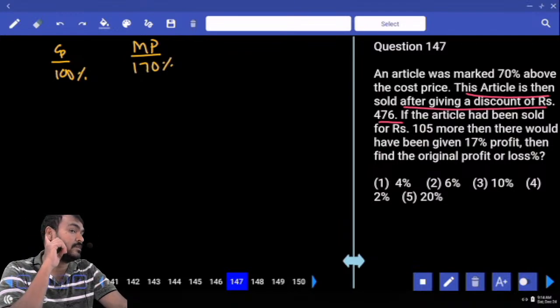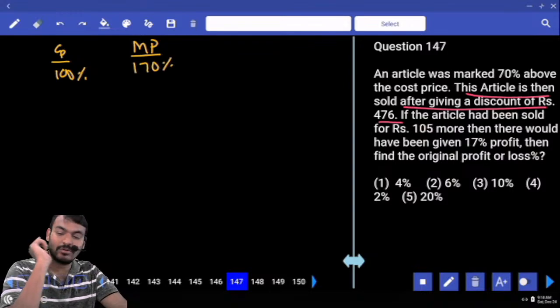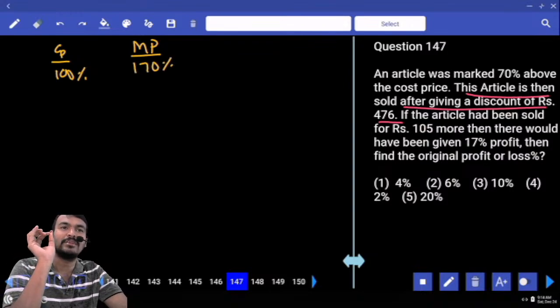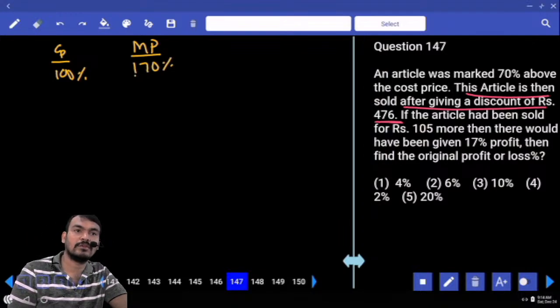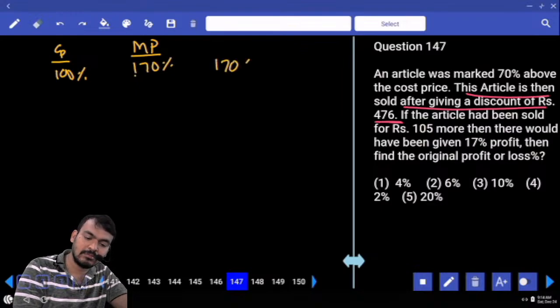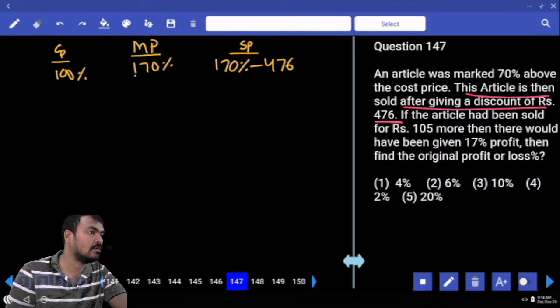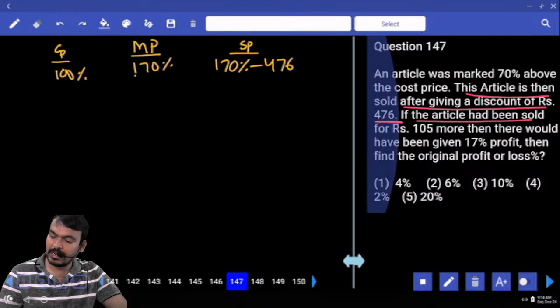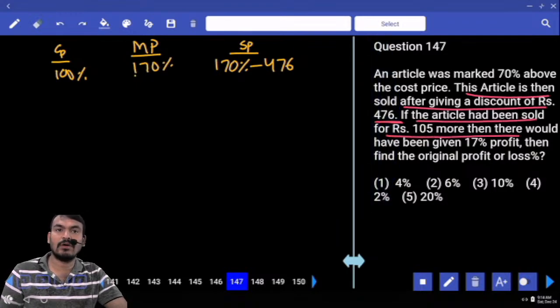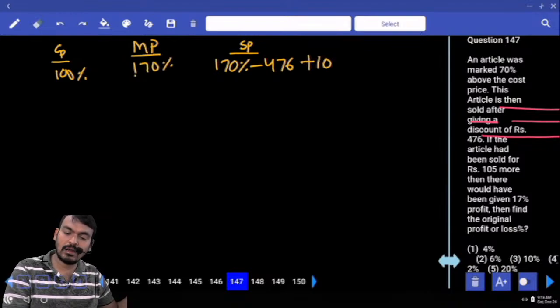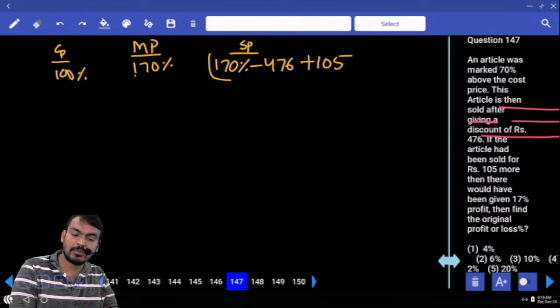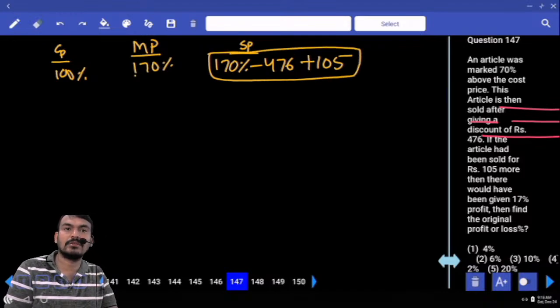476 is discount or selling price? Discount. Discount of 476 means it is a discount value, or not? Out of 170%, 476 rupees is the discount. Then 170% minus 476, is that selling price or cost price? Selling price, or not? Next, if the article had been sold for 105 rupees more, the already selling price is 170% minus 476, and 105 rupees more again. That is the new selling price or original selling price? New selling price, or not?